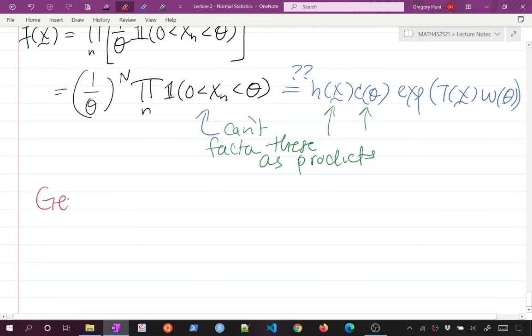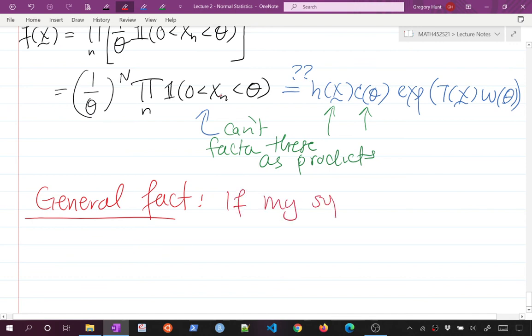The useful way to put this, the reason we have x and theta in an indicator is that if my support depends on the unknown parameter.